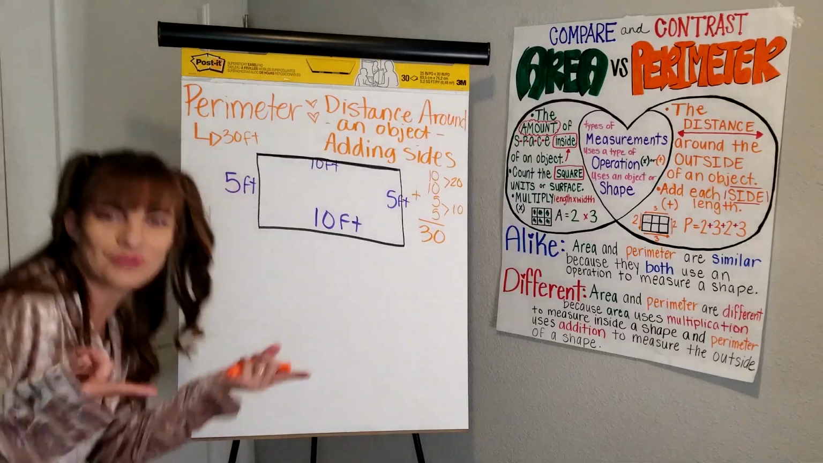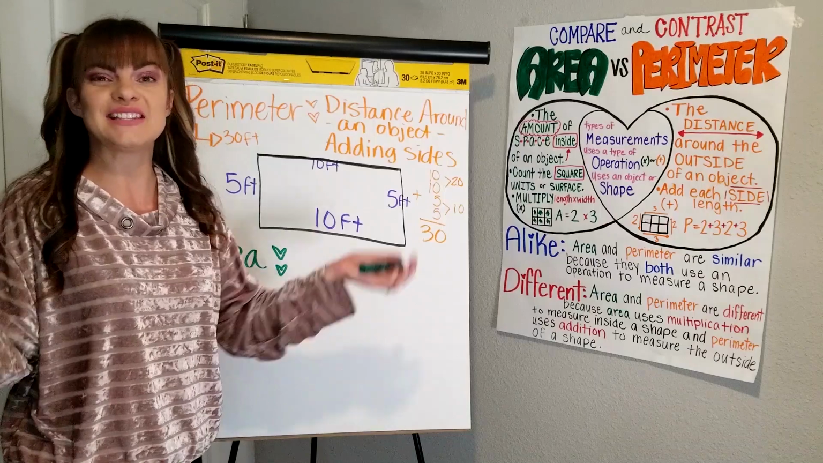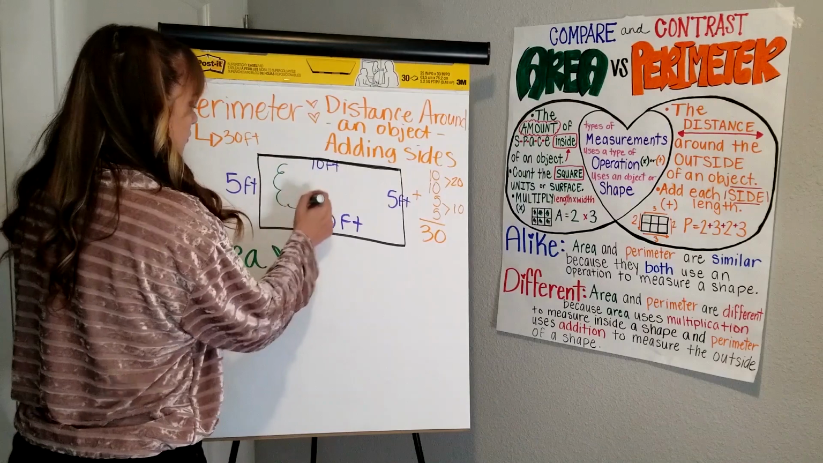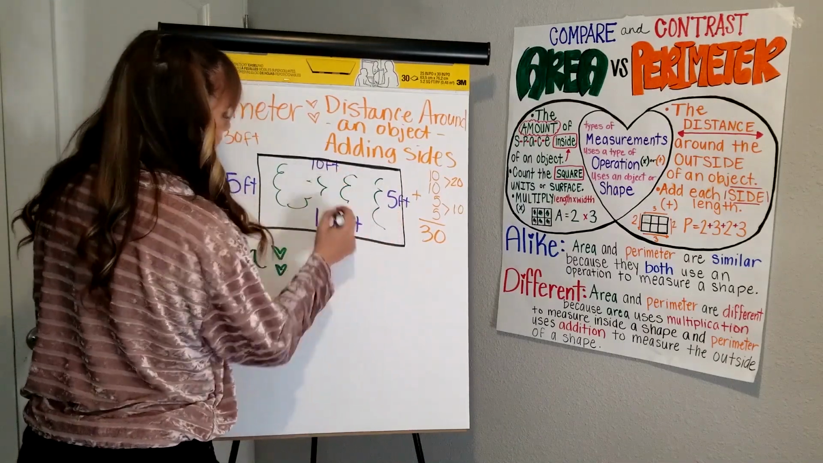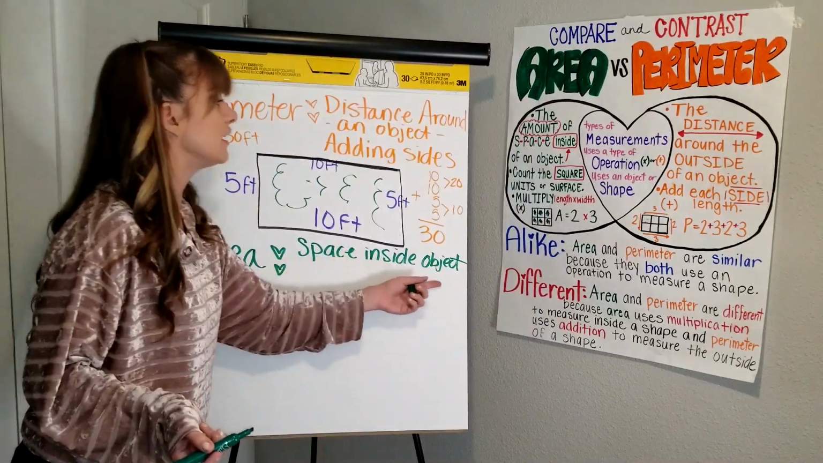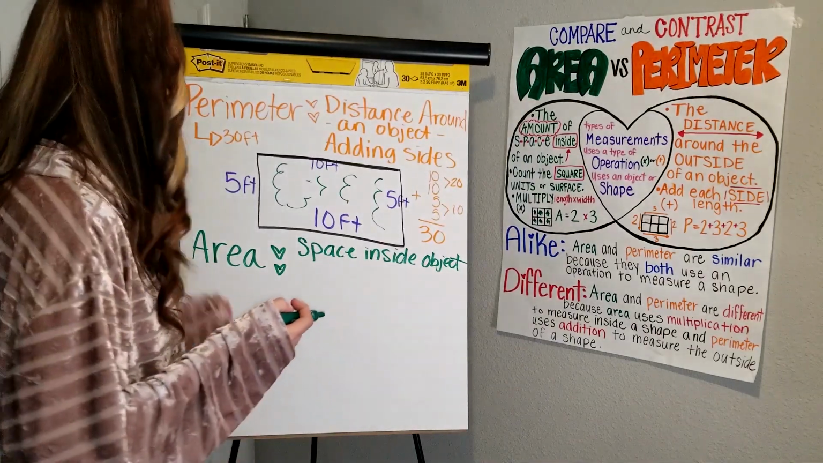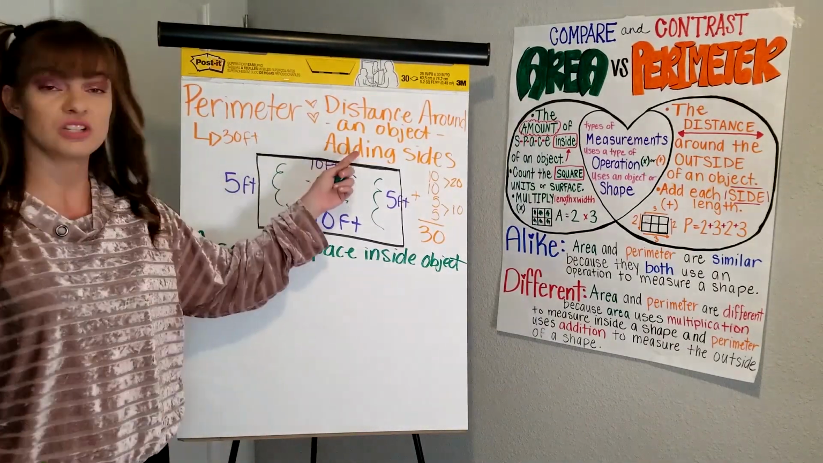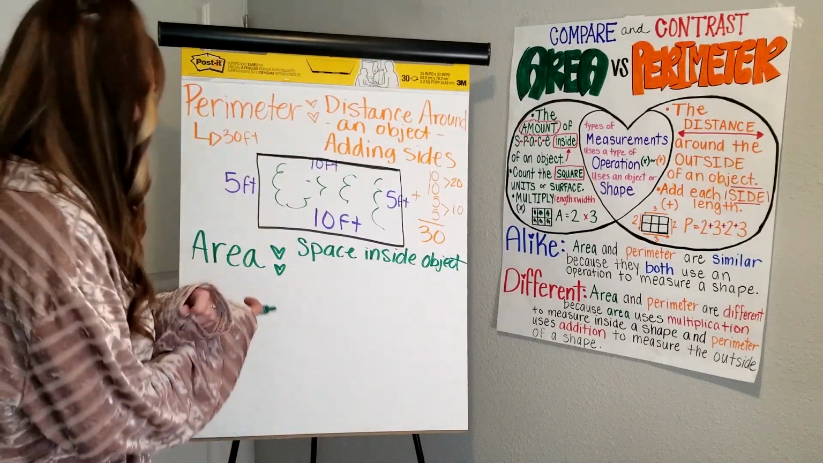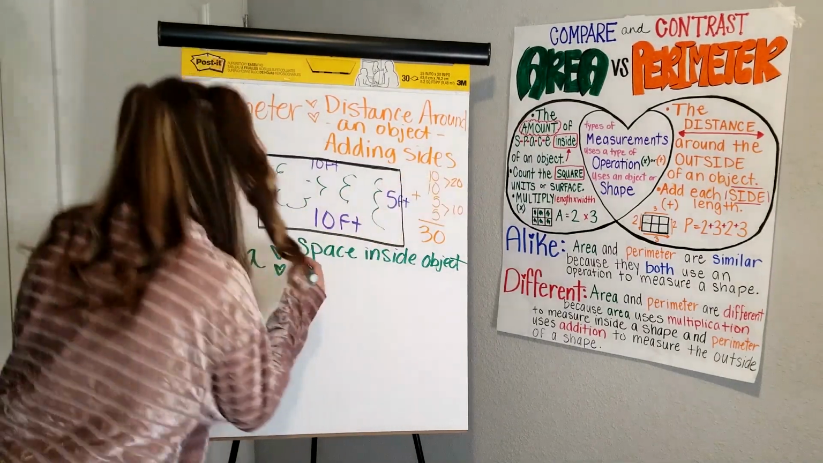Now let's switch on over to area. The area of an object is the amount of space inside an object. So now we're talking about what's going on in this part of our object. For area, I'm going to write space inside an object, and I also want to write what type of measurement I'm going to use for figuring out area. For perimeter, we used addition, but for area, it's going to be a different one. We're going to switch over to multiplication. We're going to multiply our length times our width.